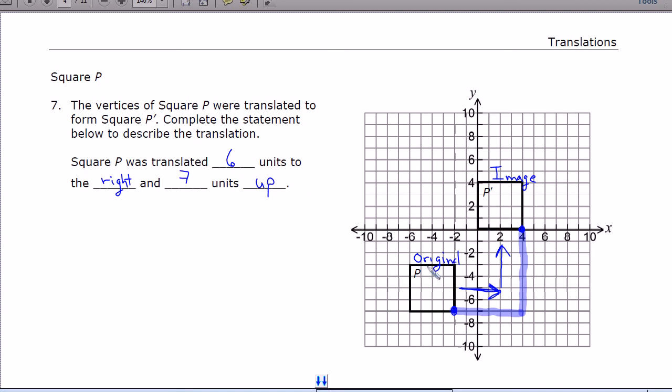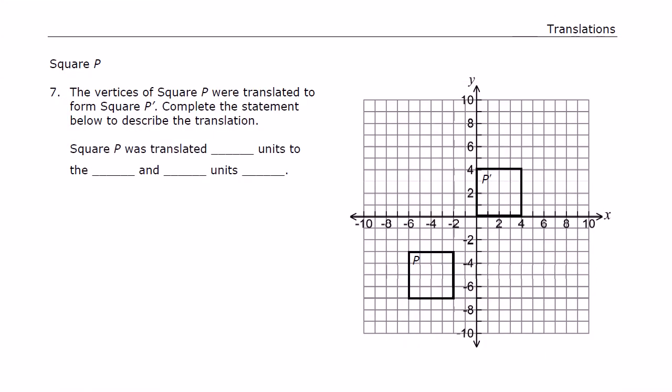Really easy, right? But you first have to remember that this little apostrophe right here tells you which one is the new one. That's the image of the original figure. So you have to know that's very important, that little apostrophe there. Remember that is called the prime. We read that as prime. Okay? Alright, number 8.